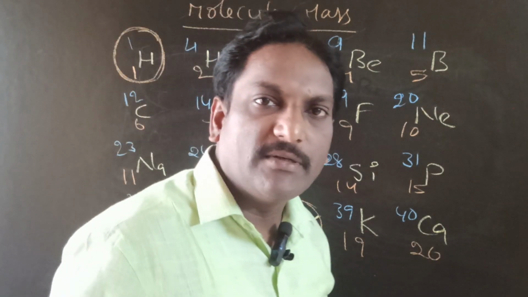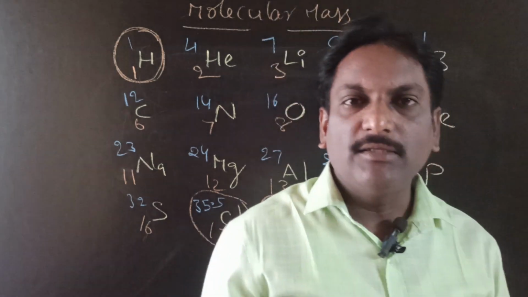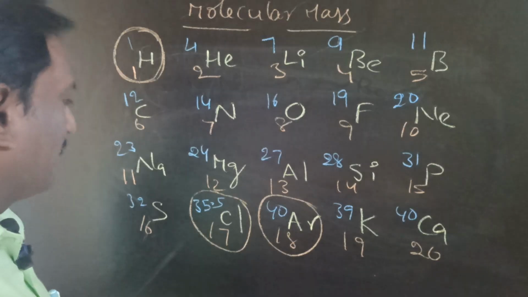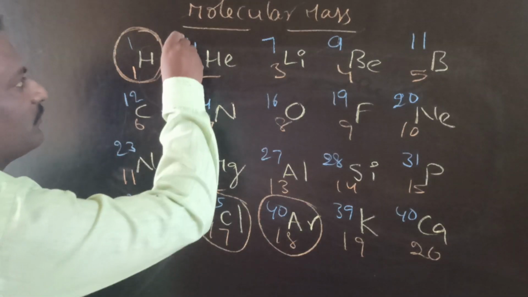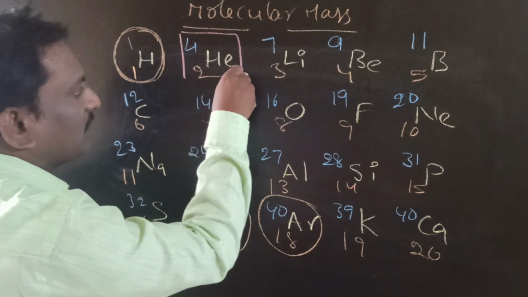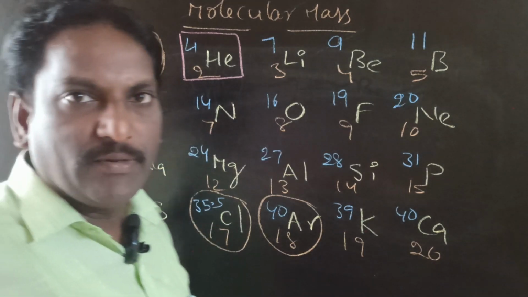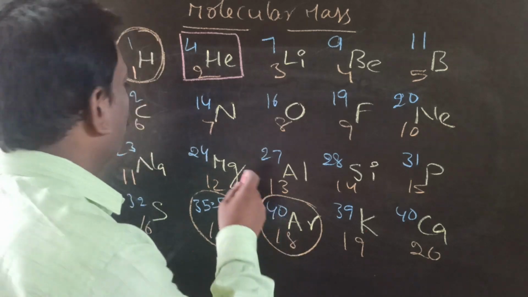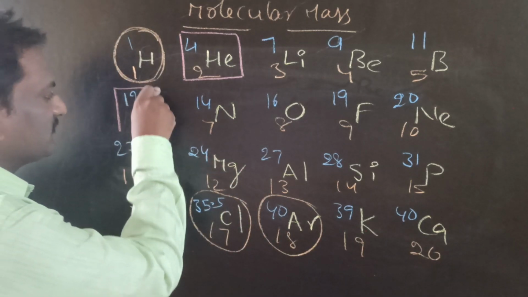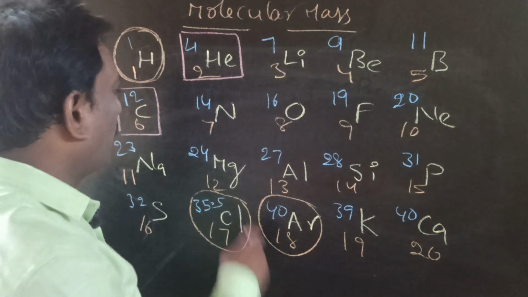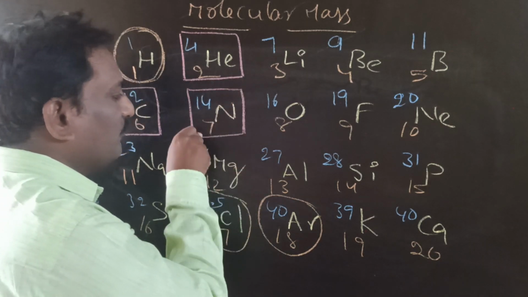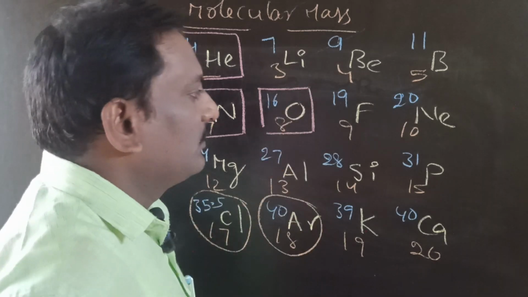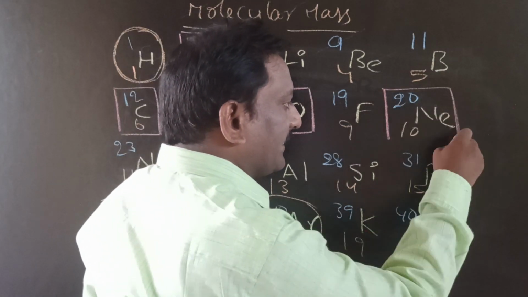In case of some elements, you will get atomic masses by doubling the atomic number. So I am going to enclose them with a square box. Listen to me. For example, helium atomic number 2, mass 4. That means 2 into 2 is 4, double. Next one, carbon atomic number 6, mass 12. Nitrogen 7, 14. Oxygen 8, 16. Neon 10, 20.